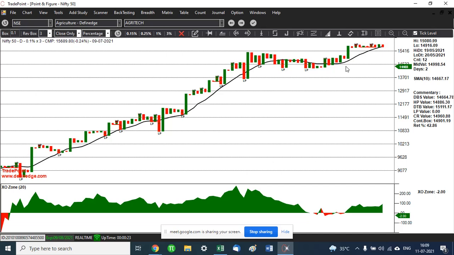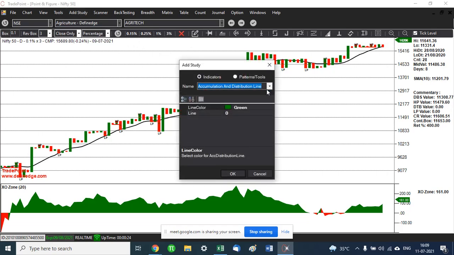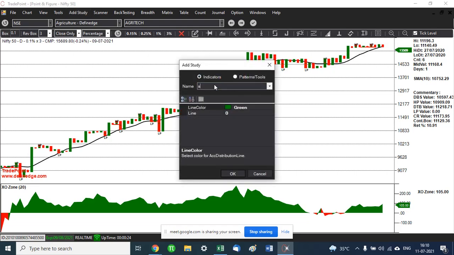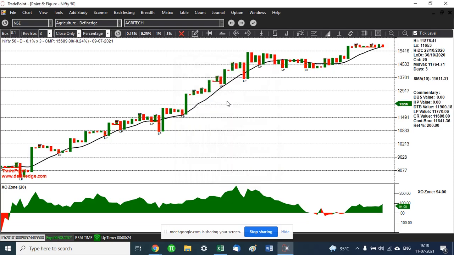Now, some other patterns which I use and which I find pretty interesting. I have plotted them here. You have this option of add study. You go to add study and you can plot indicators as well as patterns. I have plotted one indicator, which is the simple moving average. This is the 10 column simple moving average. I have gone here, add study, indicators, simple moving average, 10 column, and this black line is that moving average line. This moving average is the average price of 10 columns in each instance. This is not as per number of days.